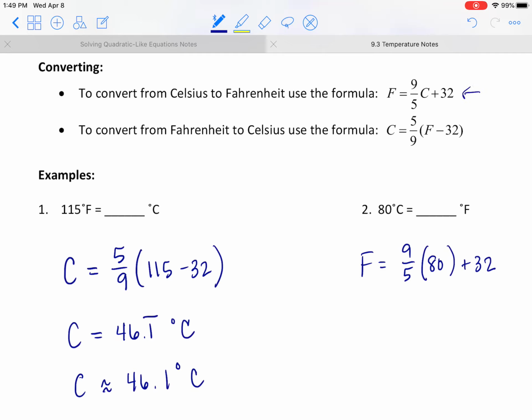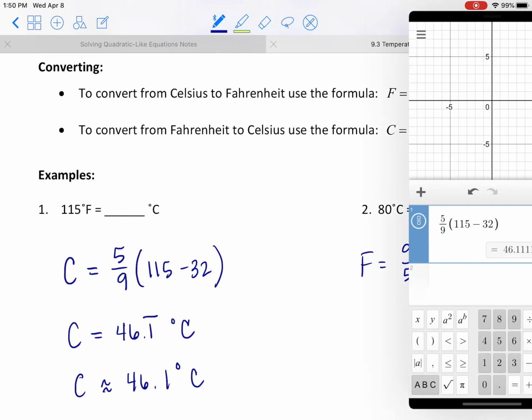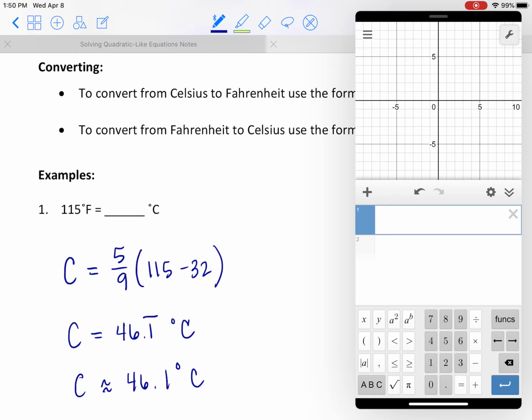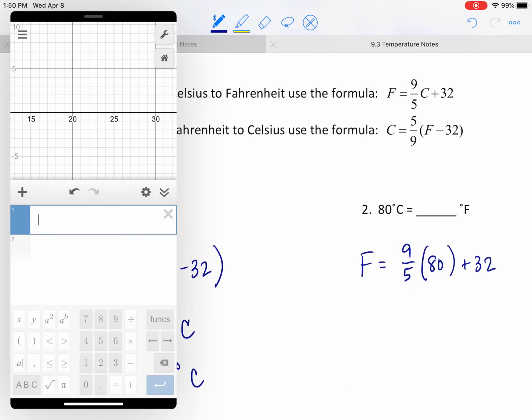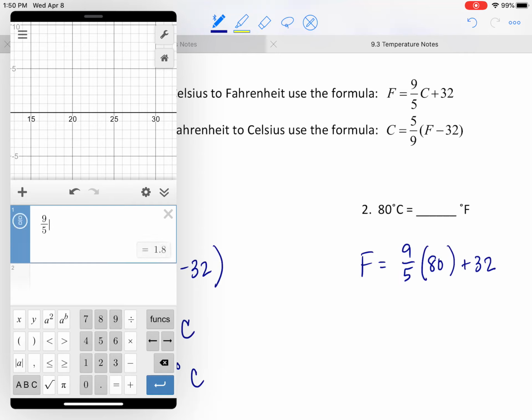And the Fahrenheit is going to equal 9/5 times, for Celsius, we're going to plug in 80 degrees, and then plus 32. And notice here, in the Fahrenheit equals formula, there's no parentheses, and in the Celsius equals, there are parentheses. Definitely makes a difference when you're inputting, so be careful with that. All right, here, let's go to our calculator.